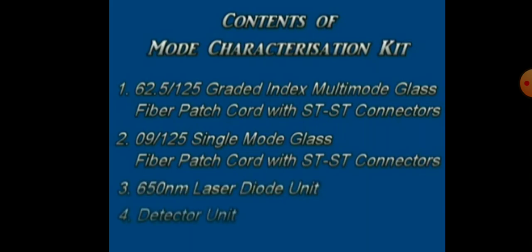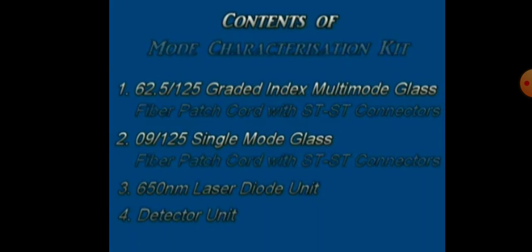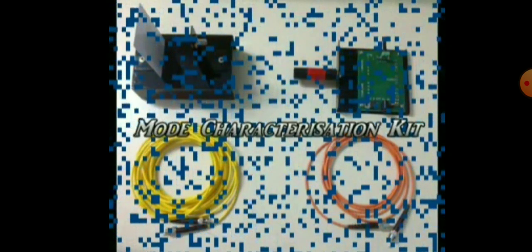Contents of the mode characterization kit. First, 62.5/125 graded index multi-mode glass fiber patch cord with ST connectors. Second, 9/125 single mode glass fiber patch cord with ST connectors. Third, a 650 nanometer laser diode unit, and last, a detector unit.